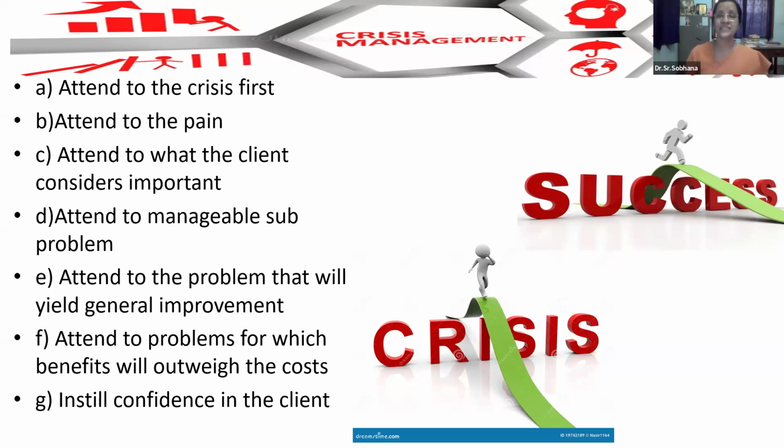Then always attend to the manageable sub-problems, because sometimes too many problems will be there, or one problem will be very huge. So look at the sub-problem, whether we are able to solve it. Then attend to the problem that will yield general improvement. Attend to the problem for which benefits will outweigh the cost; the cost is important here. In all this, instill confidence in the client. So crisis management is very important. We as counselors need to keep in mind the step-by-step process in order to lead the client into a successful stage, or help the client to be in a balanced emotional stage.